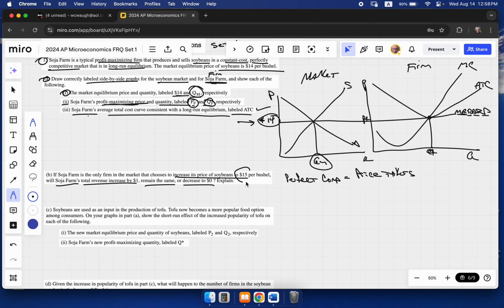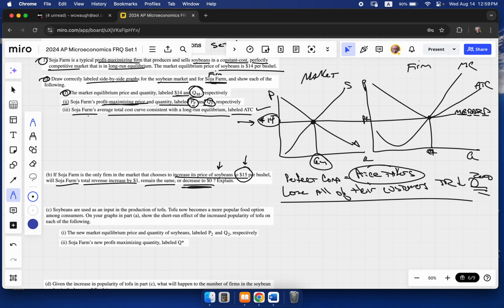So as they raise their price to 15, they will lose all of their customers, which will cause their total revenue to go down to 0. And we would want to make sure that we explain that it decreased to 0. So price takers is the important part here. Obviously, no price making power. You could have said that the firm's price is always the same as the market. And then if one firm tries to raise its price, well, just think about that. You could simply walk next door and buy soybeans at $14. Why would you ever go to a $15 shop? Easy enough. Lose all their customers, down to total revenue is 0.